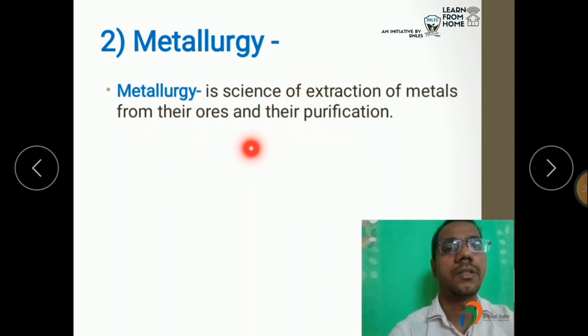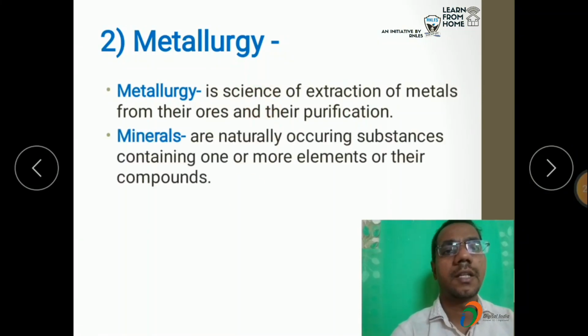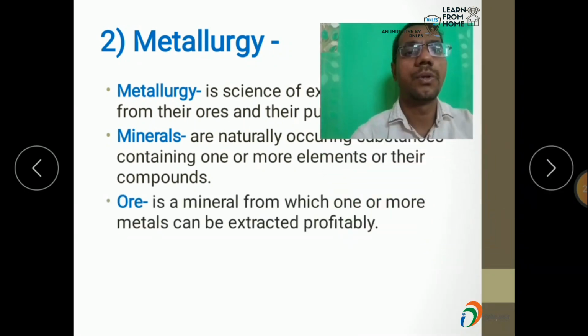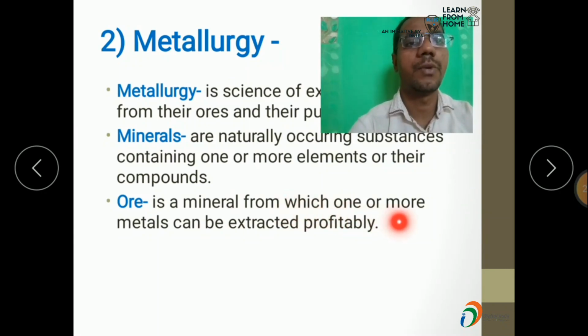Okay, this is carried out through different steps. What are minerals? These are compounds of one or more elements from which we can isolate metals, and they are found in mines. What is meant by ores? Ores are nothing but the minerals from which one or more metals can be profitably extracted.